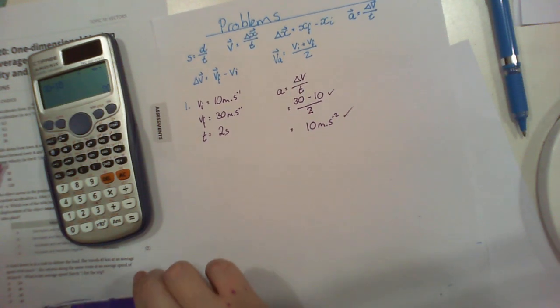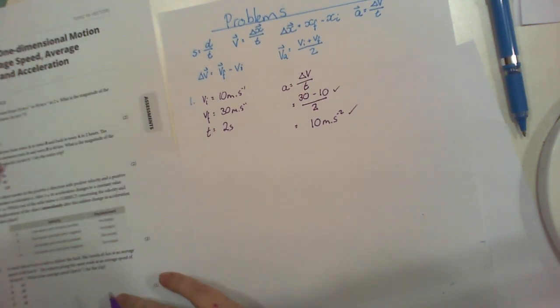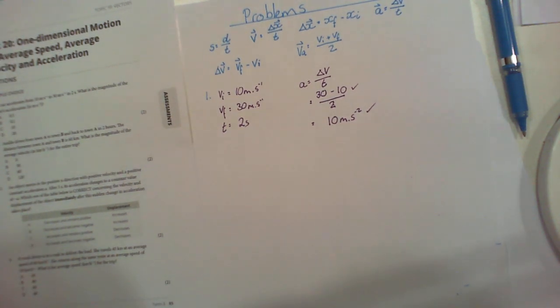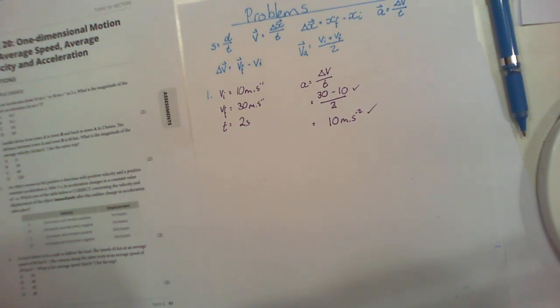What about another example? Let's do question 2. Andile drives from town A to town B and back to town A in 2 hours. The distance between town A and town B is 60 kilometers. What is the magnitude of the average velocity for the entire trip?